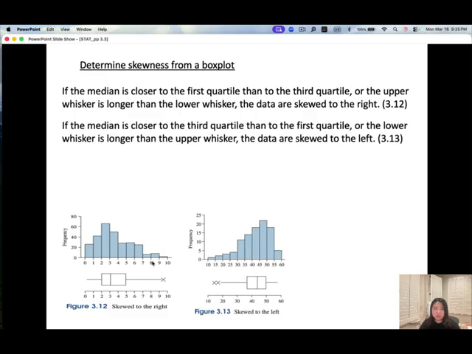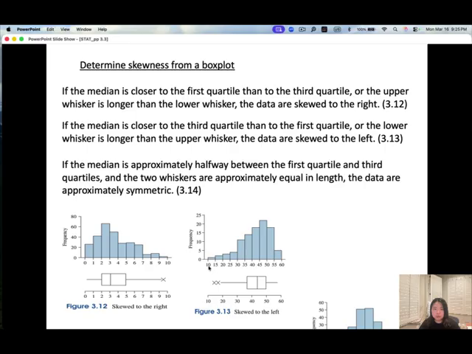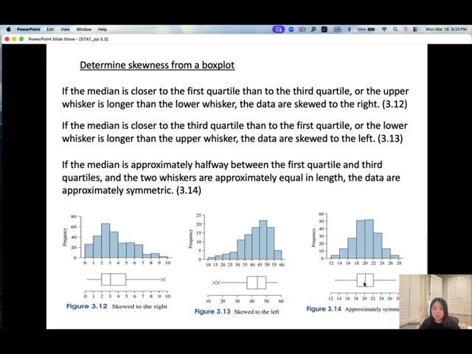Second case, if Q2 is closer to Q3 than Q1, or the lower whisker is longer than the upper one, then the data are skewed to the left. So the left tail is longer. Last one, if Q2 is between Q1 and Q3, and the two whiskers are approximately equal in length, then we say this is approximately symmetric. It looks like a normal distribution. That's it.